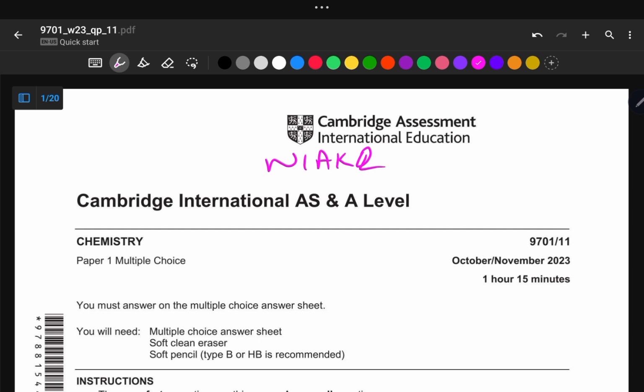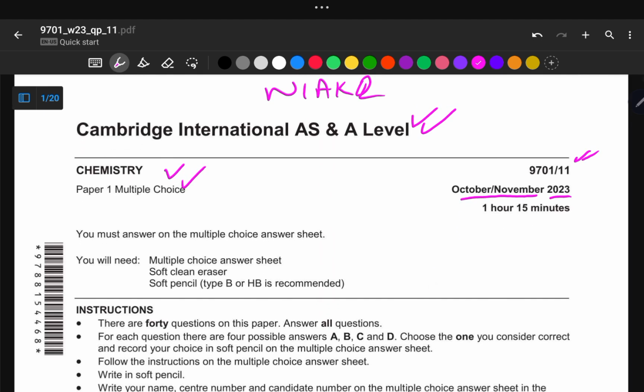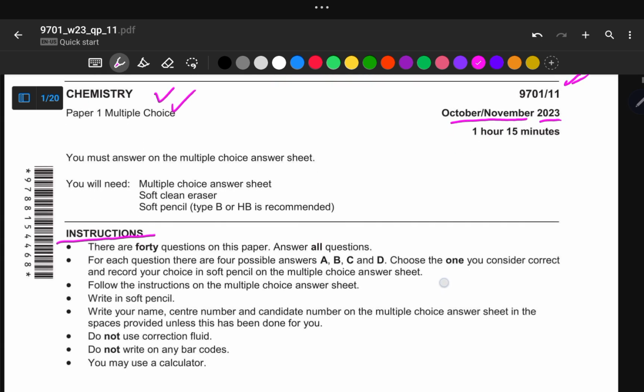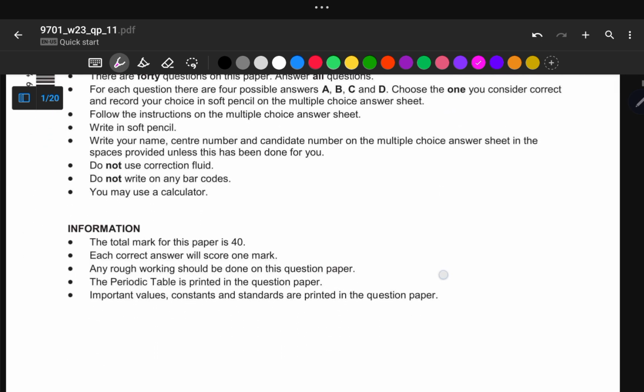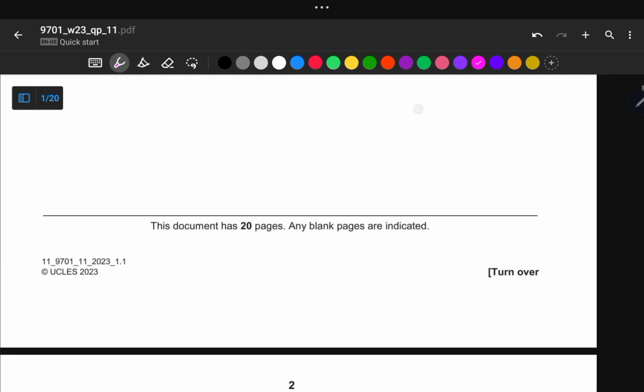So today we're going to have another discussion for chemistry, A-level chemistry from the Cambridge exam board. This is multiple choice paper 1-1 of the October-November 2023 session. If you're doing Cambridge, you need to take note of these instructions. And if you're not doing Cambridge, you need only to stick to the data, because chemistry still remains the same regardless of your exam board. So we are now diving on to the first part, the multiple choice paper.